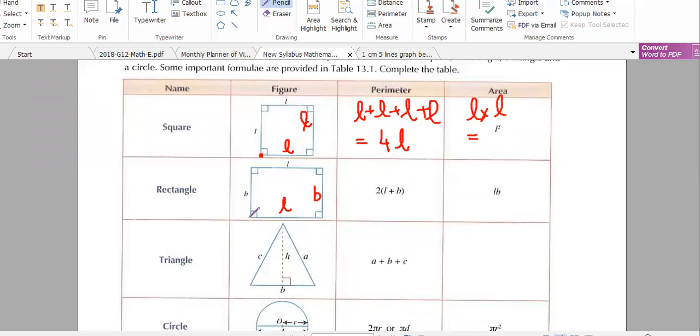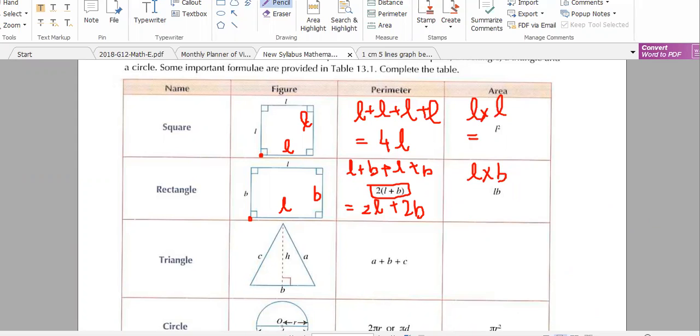So the perimeter will be, if we start moving from this, L plus B plus L plus B. Or we can end up with L plus L, 2L, plus 2B. Or shortly, if we take 2 common, we get 2 into (L plus B). So this is the formula of the perimeter of a rectangle. Whereas the area formula will be length multiplied by breadth, or LB, length multiplied by breadth or width.